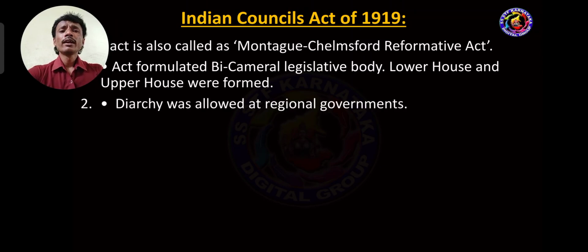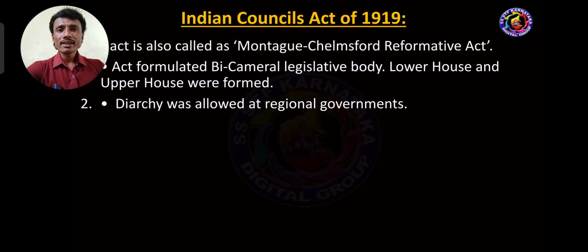Then Dyarchy was allowed at the regional government. Got it? Dyarchy means a form of government having two joint rulers. At present in our country, this system is there. At the state level, the Chief Minister carries the administration. At the central level, the Prime Minister carries the administration. So that is a form of government having two joint rulers.